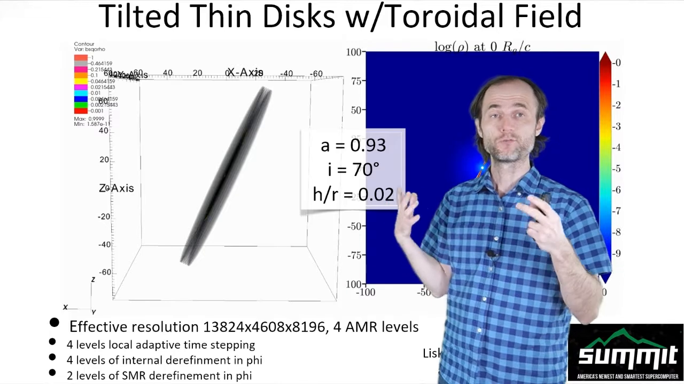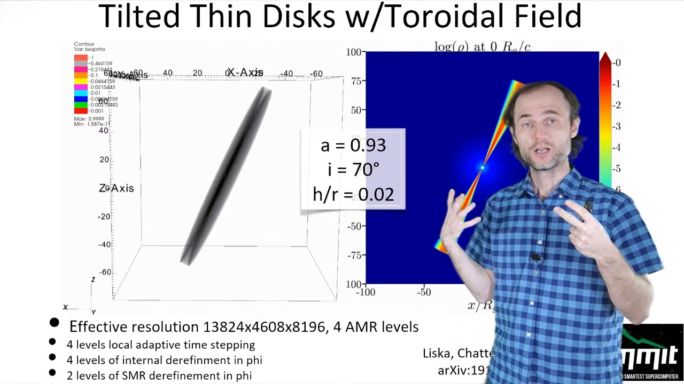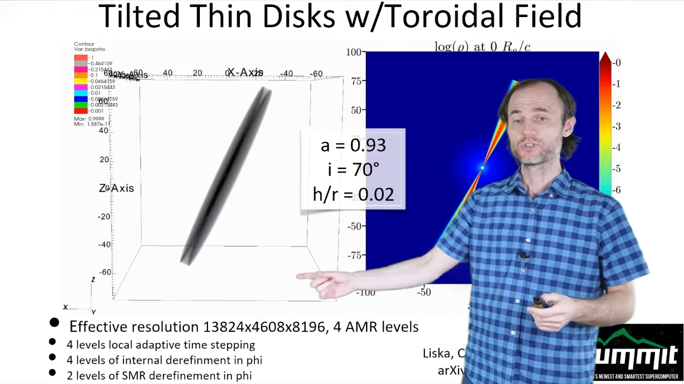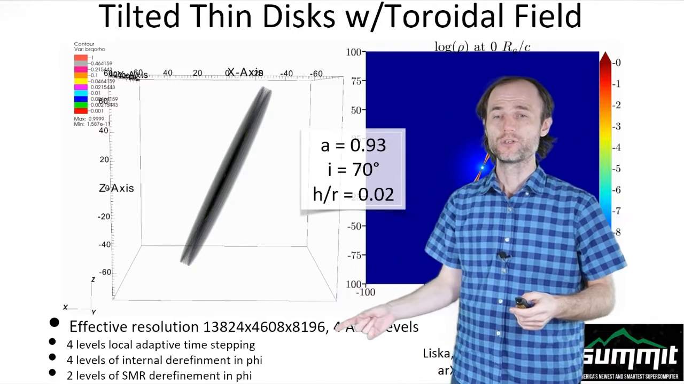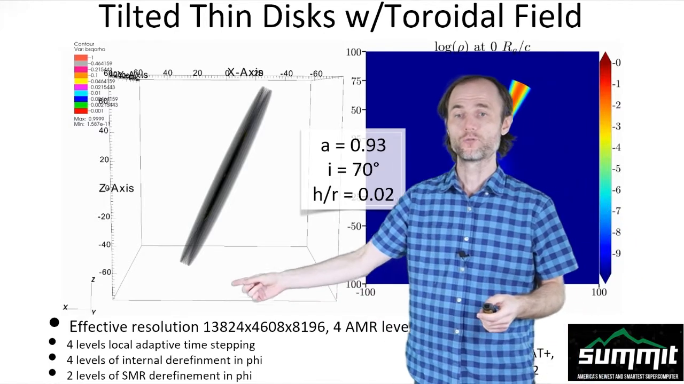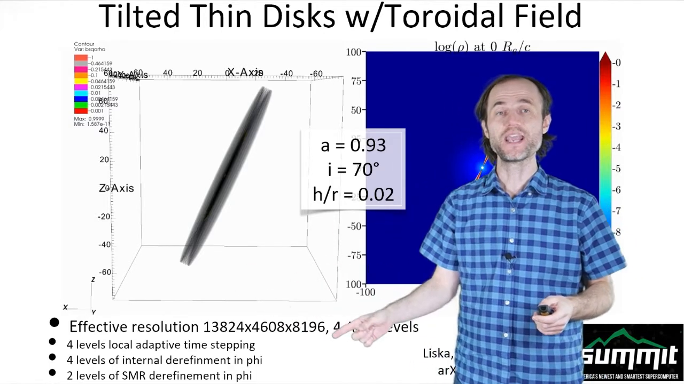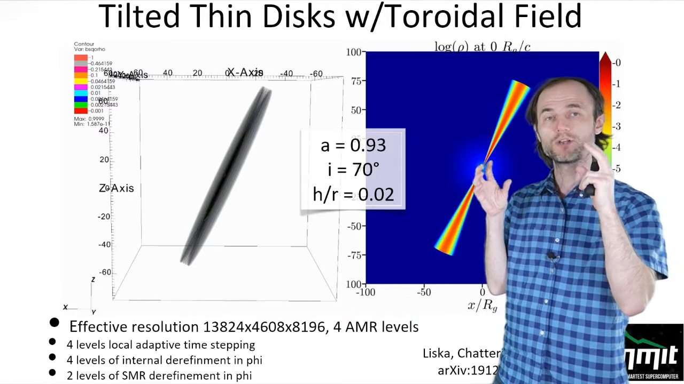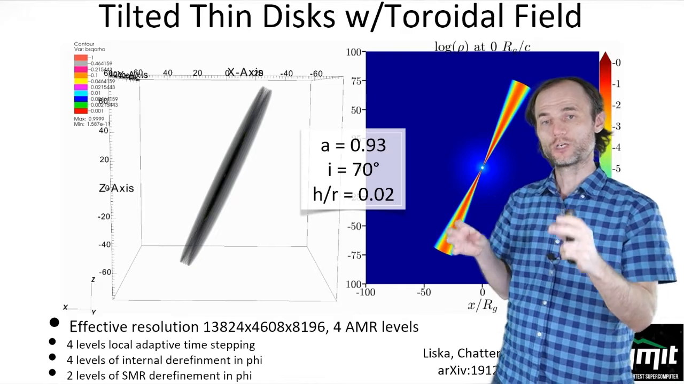It has been performed at the largest national supercomputer, Summit, and it uses resolutions which are about a factor of 10 larger in each dimension. Around 14,000 times 5,000 times 8,000 cells. This is the resolution in the accretion disk where the adaptive meshes focus all of the computational power.